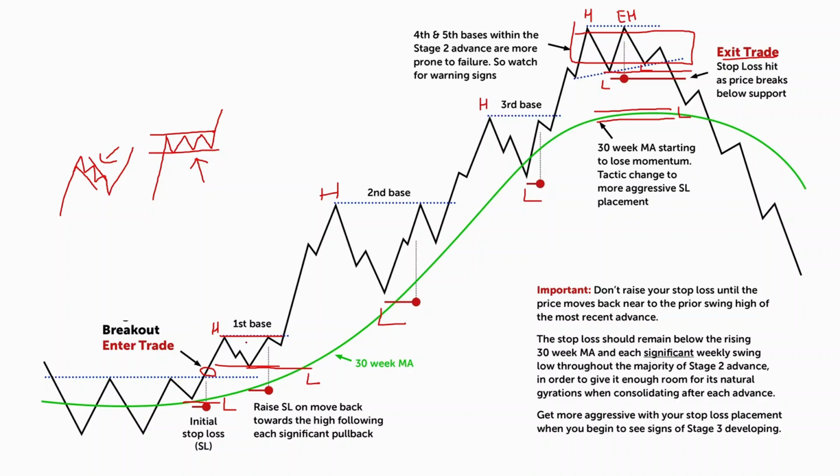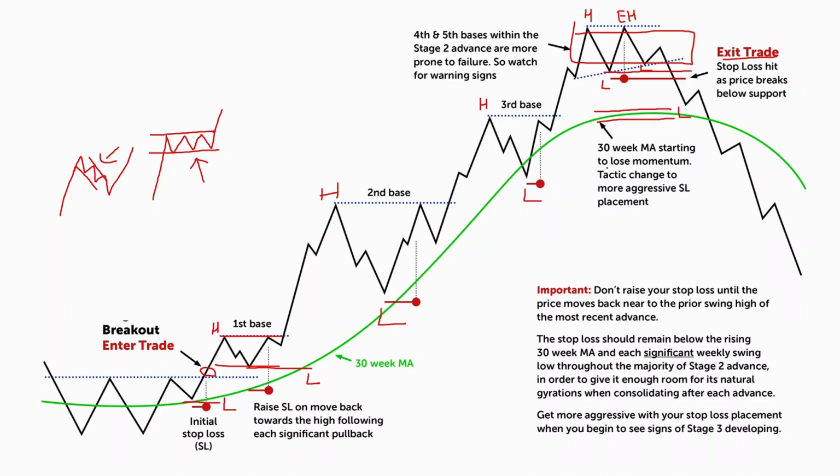So here this is the first base, second base, third base, and then fourth, fifth bases within stage 2 advance are much more prone to failure. So watch for warning signs, which were very clear over here. And then on the violation of this, we exit the trade.